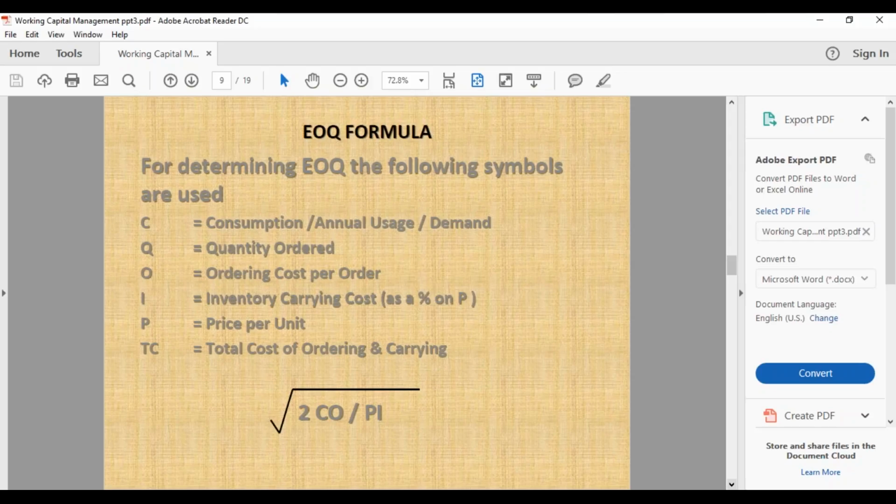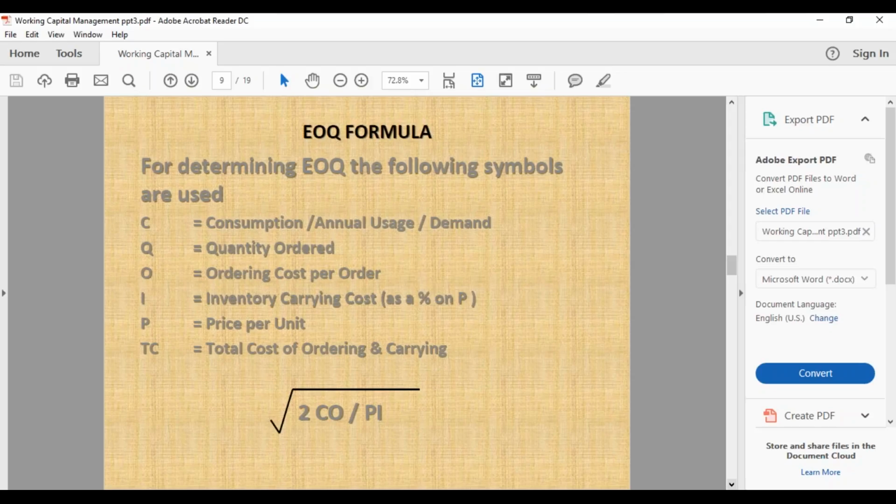The consumption into ordering cost per order upon price per unit into inventory carrying cost as a percent gives you the economic order quantity. That gives you the quantity EOQ, the quantity which is going to be economical for the company. The quantity of inventory ordered which is going to be economical. This formula will give the economic order quantity, the optimum level of inventory which the firm should carry for minimizing its losses and maximizing the profit.